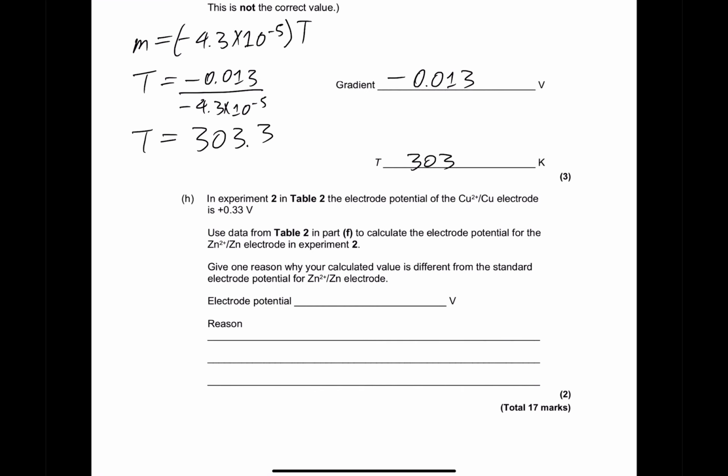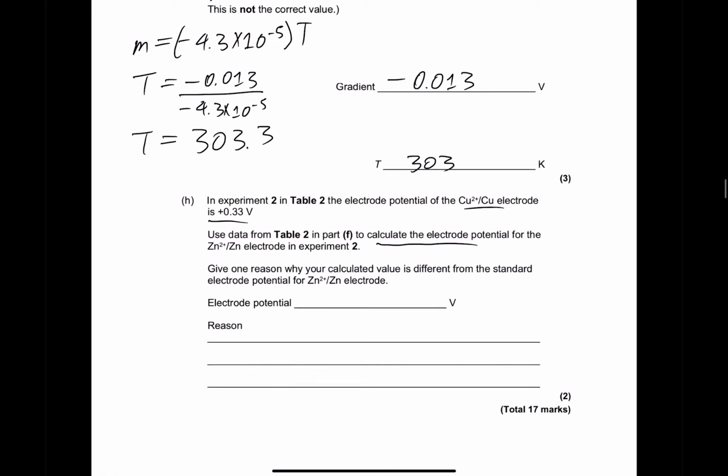Experiment table 2, the electrode potential of Cu2 plus electrode is 0.33 volts. Use data in table 2 to calculate electrode potential for the Zn2 plus electrode in experiment 2. Give one reason why your calculated value is different from the standard electrode potential. Okay, so I'll go work out what the electrode potential is.